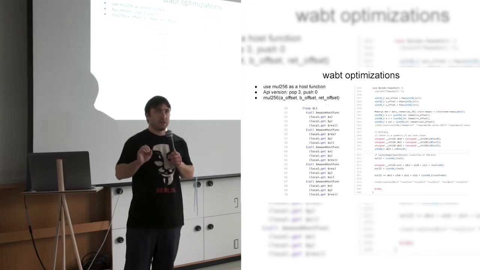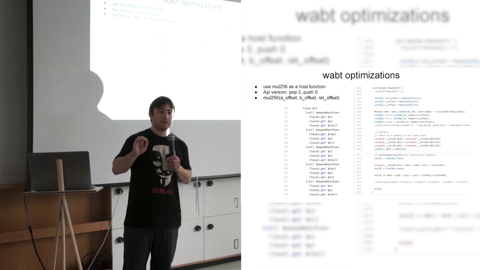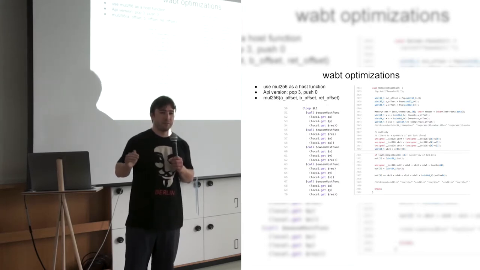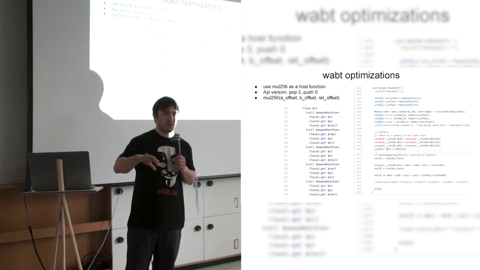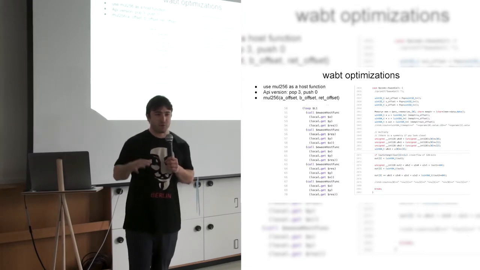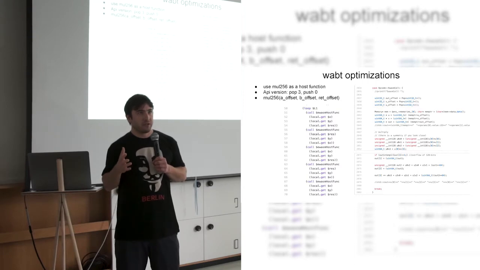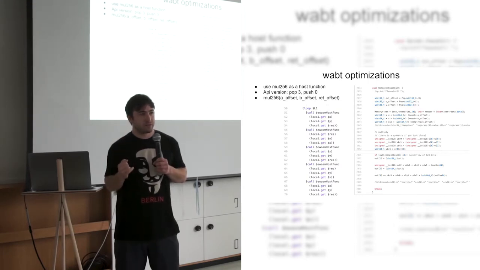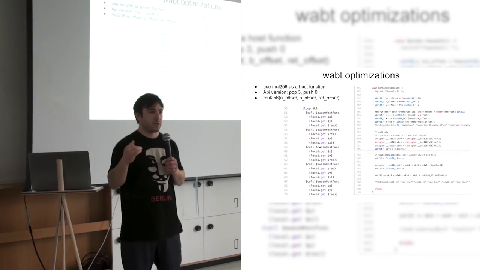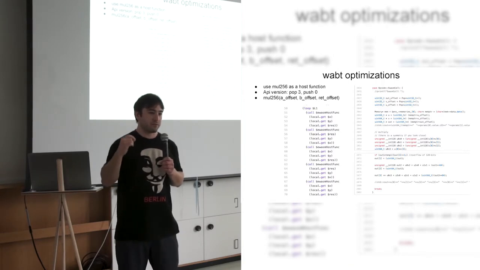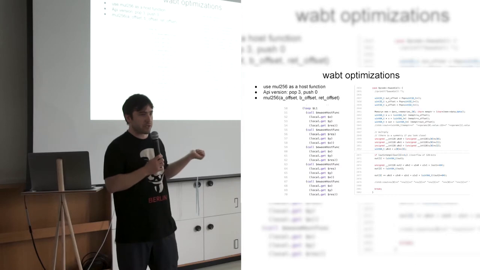When we looked at the cause of the slowdown on MUL256, in order to do a 256-bit multiplication using 64-bit operations, it takes, I think Pavel said, 25 64-bit instructions, whereas EVM does that in one. So just from the sheer number of instructions, that's a 25x slowdown. And what we saw was a 100x slowdown.